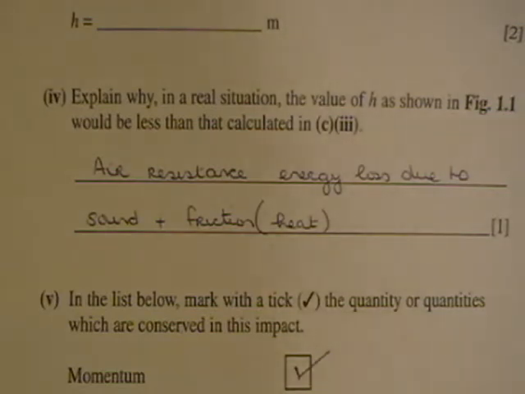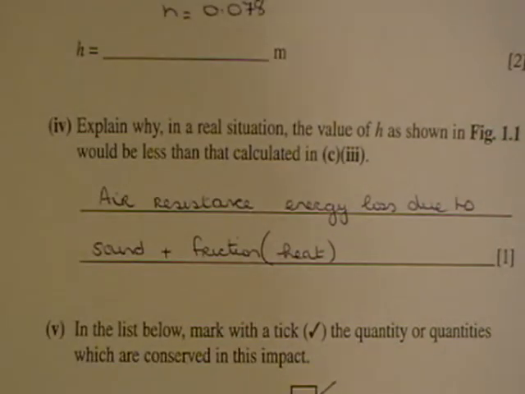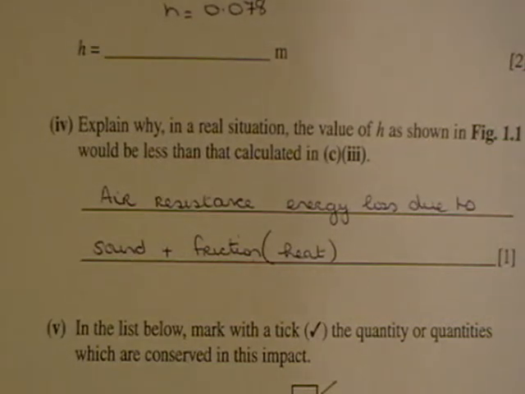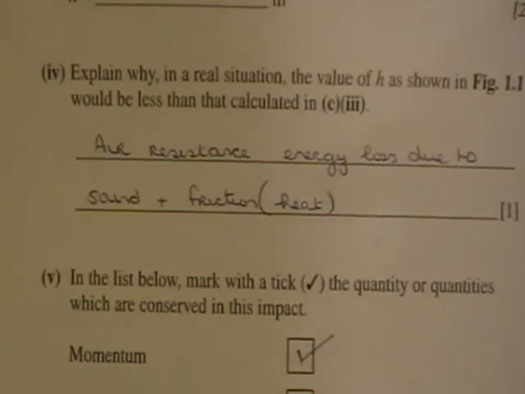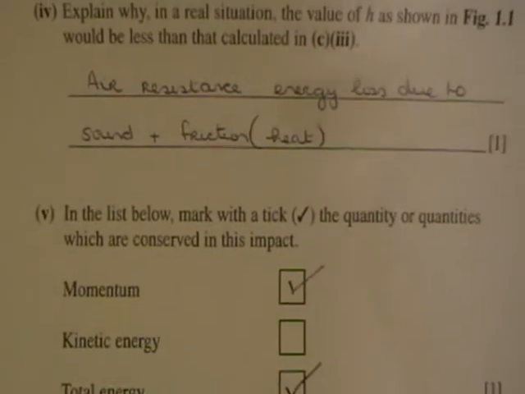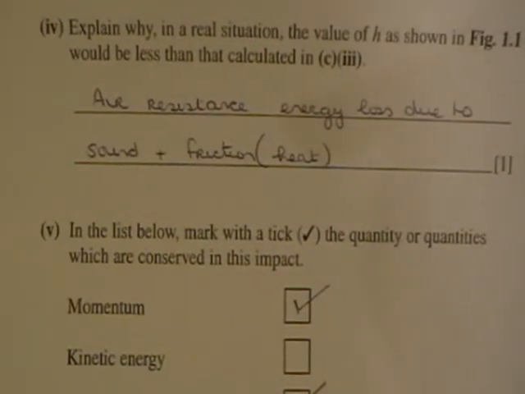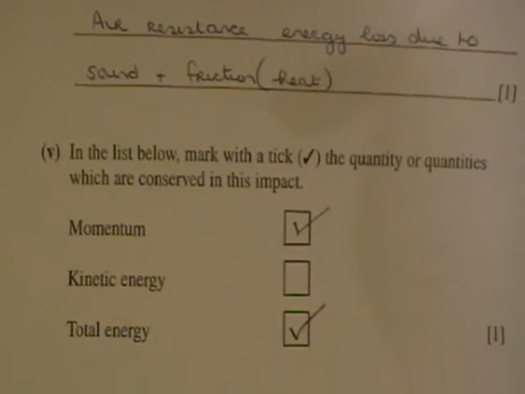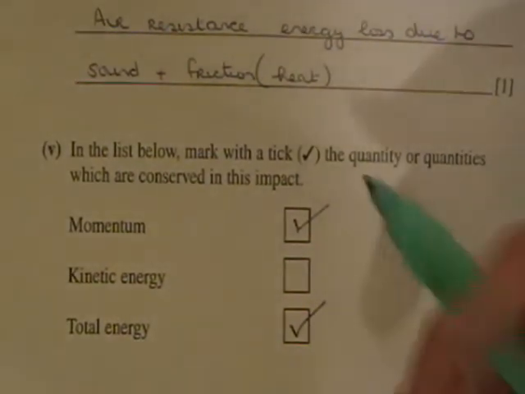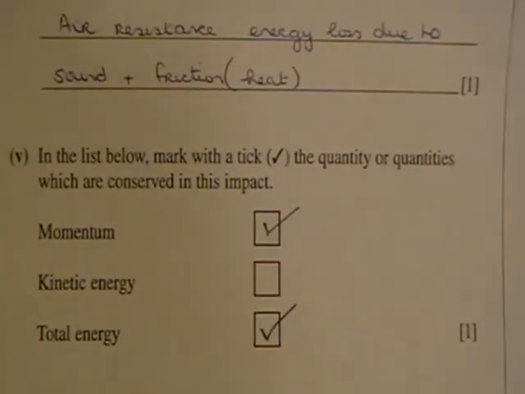In the list below, mark with a tick the quantity or quantities which should be conserved in this impact. So the momentum is conserved. Kinetic energy isn't conserved because you lose some energy due to heat and sound, but the total energy of the whole system should be conserved. And there's actually 2 ticks there needed and only 1 mark awarded.